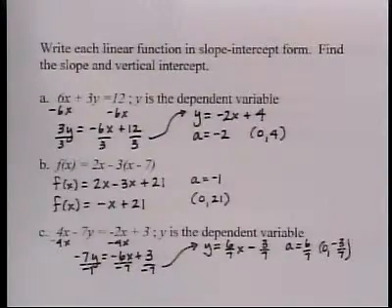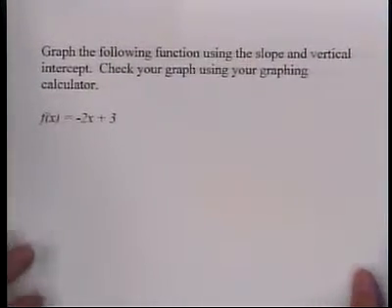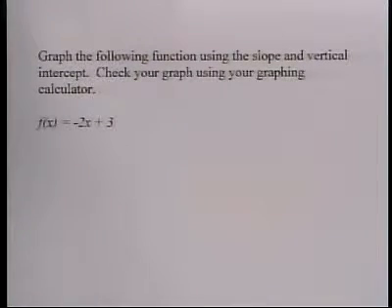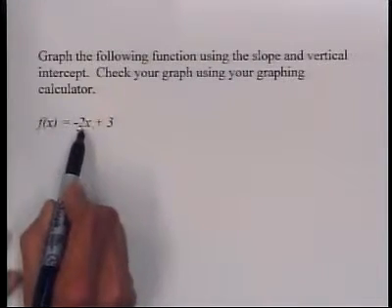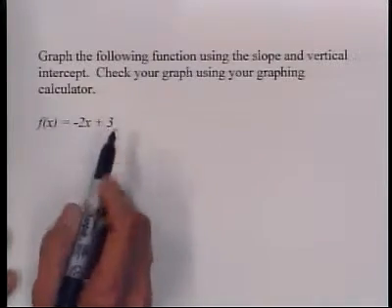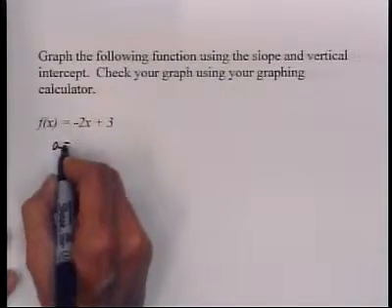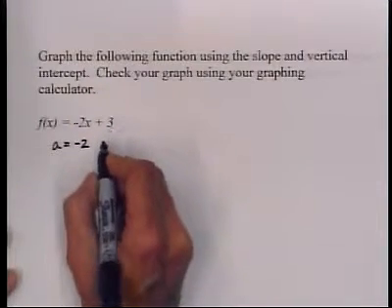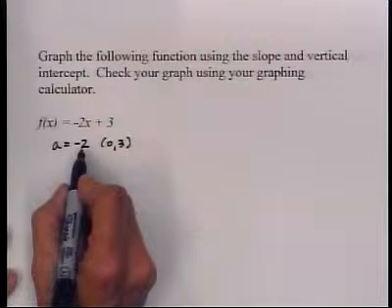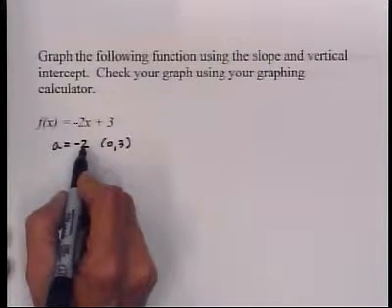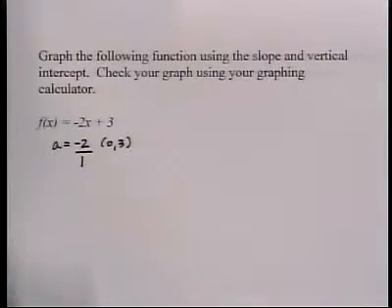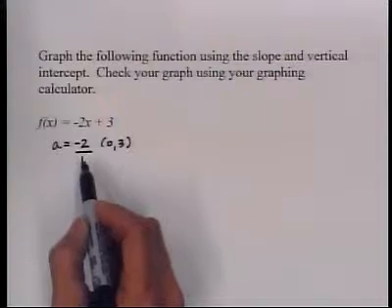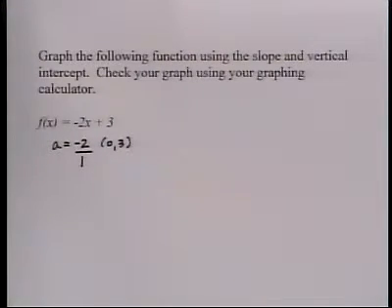Let's try another example. Here's what we want to do. We want to graph this time a function using its slope and vertical intercept, and then we're going to check our graph using a graphing calculator. And the function that we're going to graph is f of x equals negative 2x plus 3. It's in slope-intercept form. The slope of the line is negative 2. The vertical intercept is (0, 3). Back to the slope for a minute. Remember that we can consider the slope a vertical change over a horizontal change. So I'm going to write negative 2 over 1 so that I can see a vertical change and a horizontal change. And now I'm ready to draw a graph.